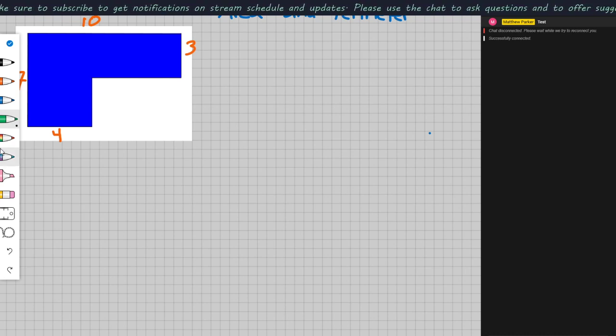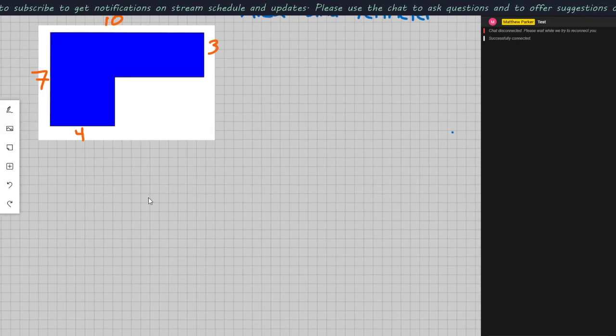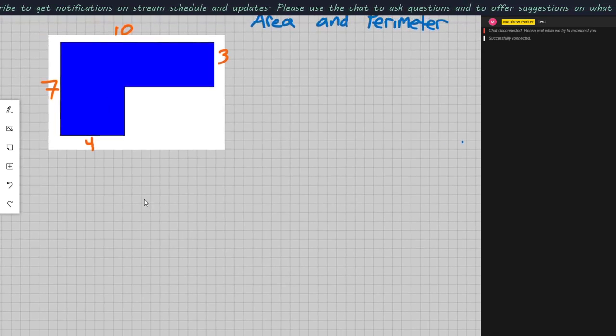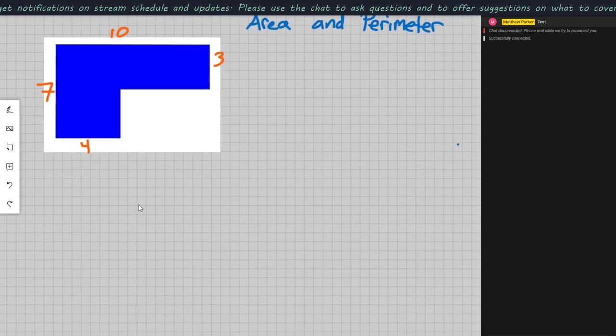To use the addition method, we're going to cut it into two different shapes. But before that, let's find out what these missing dimensions are. So you'll have to use the other ones around it to find what they are.